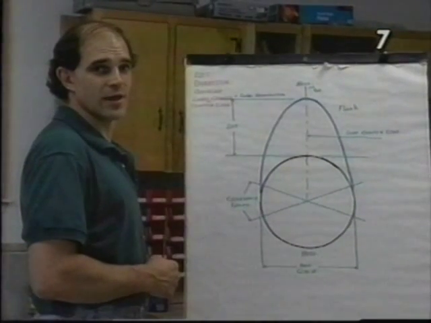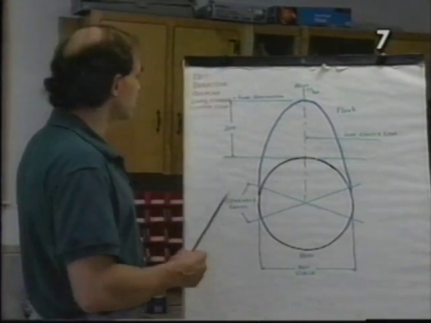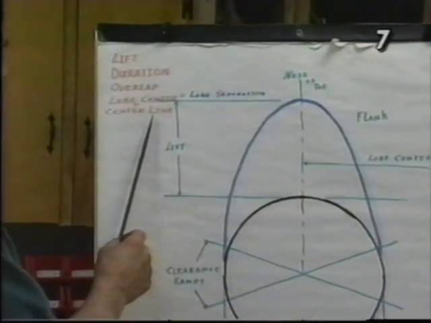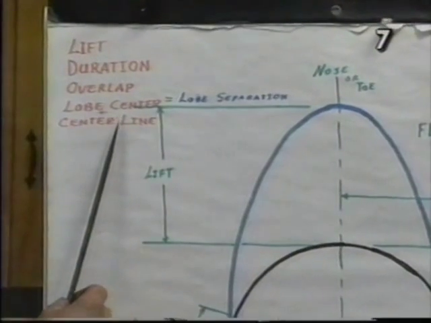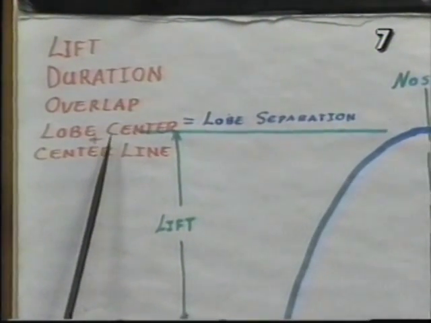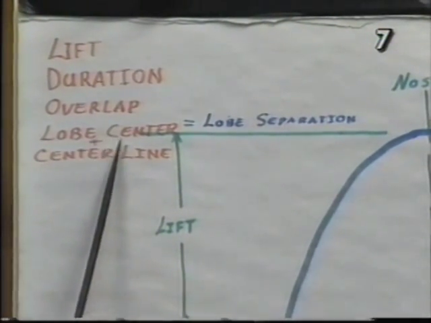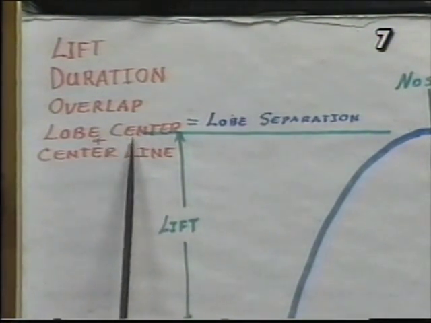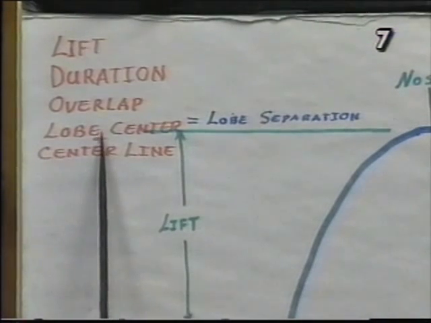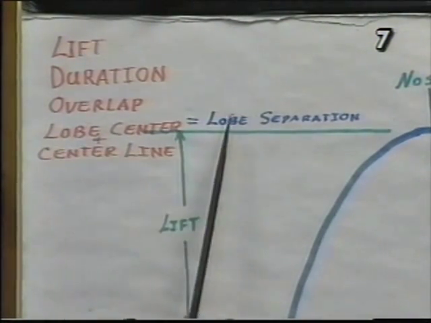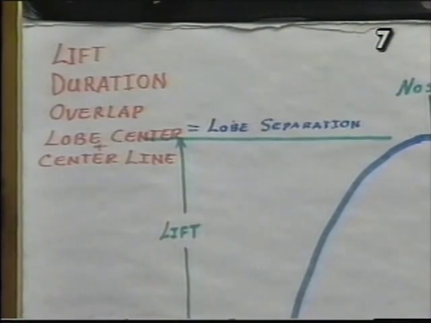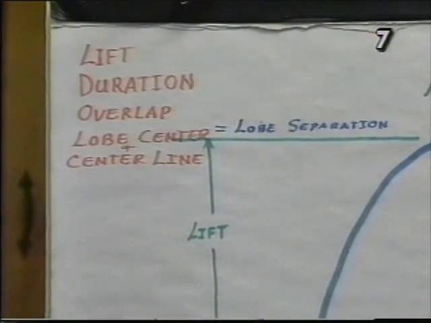Before we do, I'd like to re-clarify one of our terms. We originally used the term lobe center and lobe center line. It's very easy to confuse these two terms. However, this is the terminology most commonly used in all publications. To clarify things for you better, we're going to change lobe center to lobe separation. This will make it much easier for you to follow what we're going to teach you now.